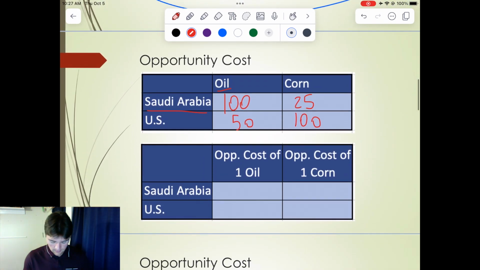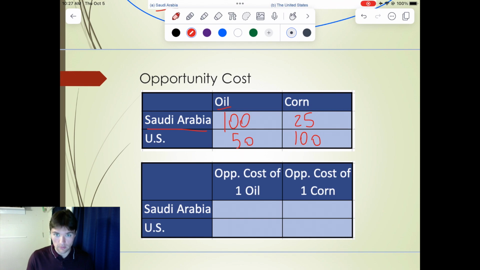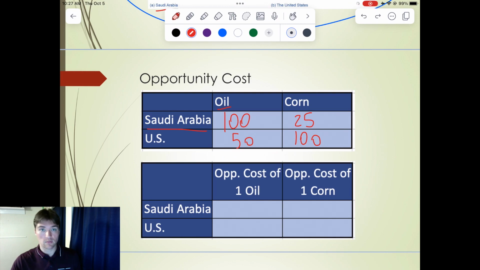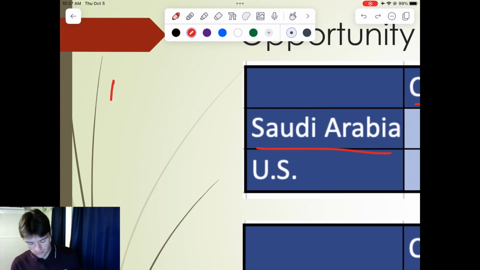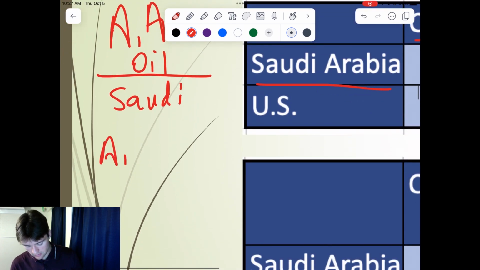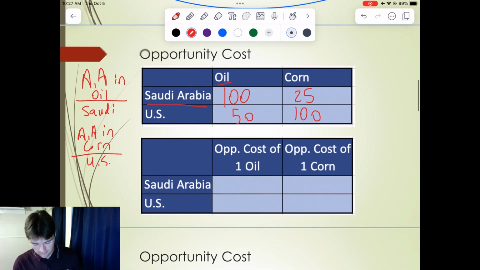So looking at this, who has the absolute advantage in oil? So when we're looking at oil, who can absolutely make more? Saudi Arabia, because they can make 100. Who has the absolute advantage in corn? The United States. So that's how we find absolute advantage. Who can make more? So for the absolute advantage in oil, that's going to be Saudi Arabia. Who has the absolute advantage in corn? That's going to be the United States.